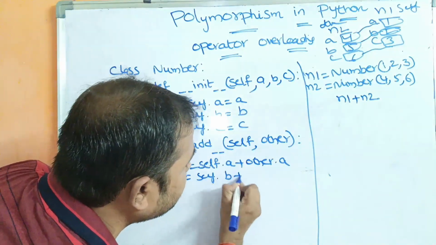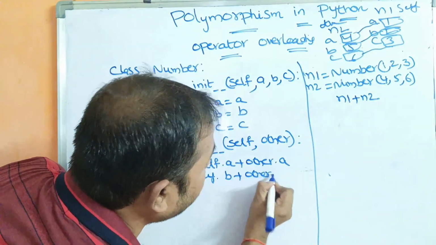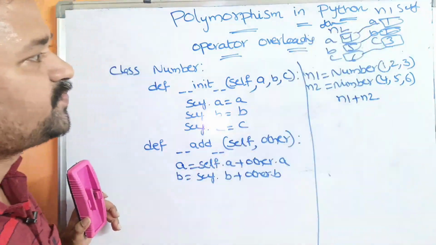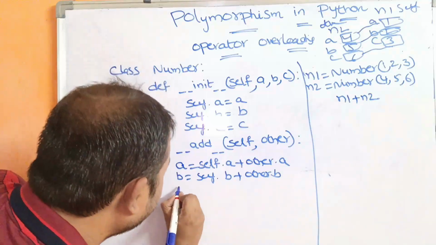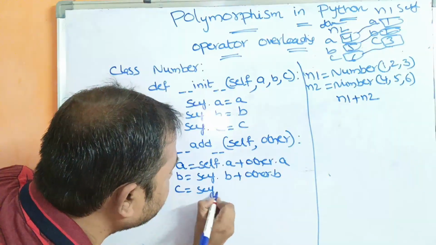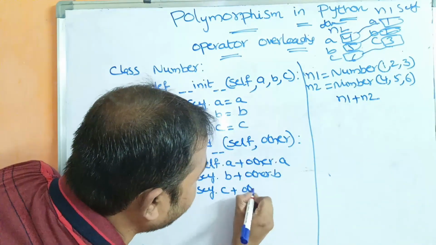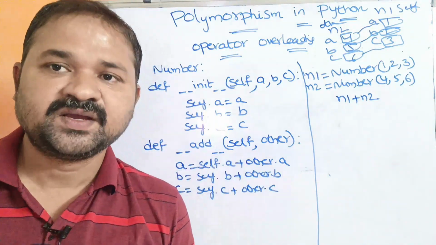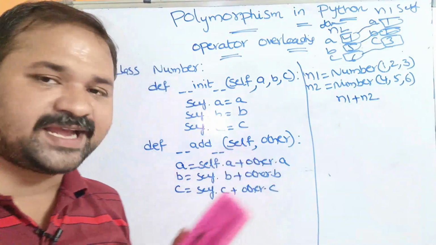Likewise, let us add B also. B is equal to self dot B plus other dot B. So self dot B means 2, other dot B means 5. So 2 plus 5 means 7. Next, C is equal to self dot C plus other dot C. So now the result is calculated.